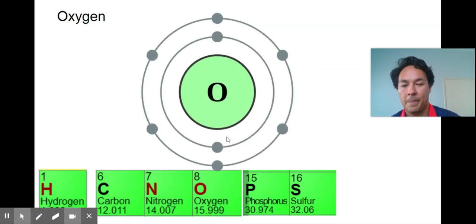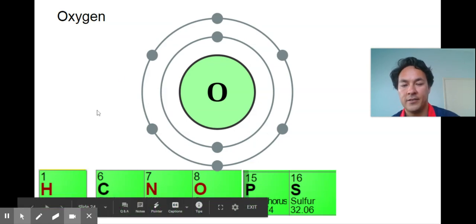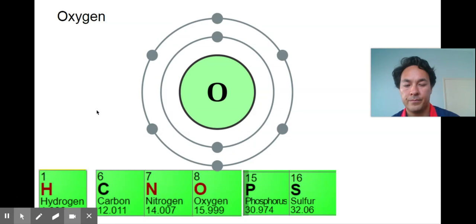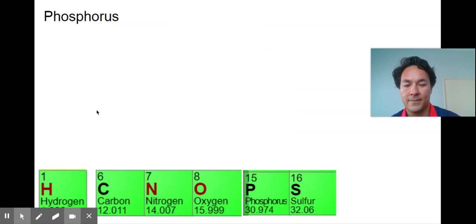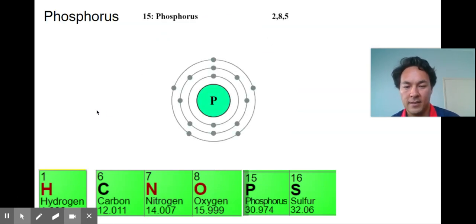Let's look at oxygen. 2 on the first level, and then 6 on the next level. So it's missing 2. Let's look at phosphorus. Phosphorus has 15. So 2, and then 8 on the next level. So that's 10, and then 5 out here. So it's missing 3. So kind of similar to nitrogen.